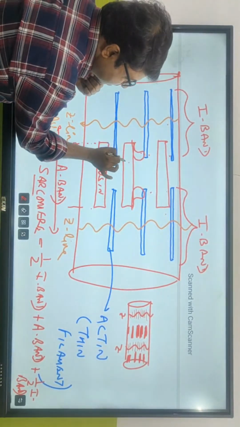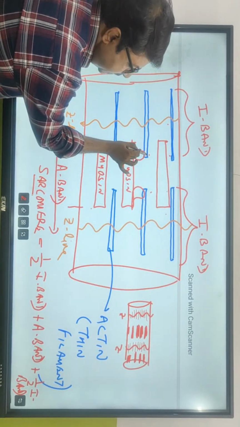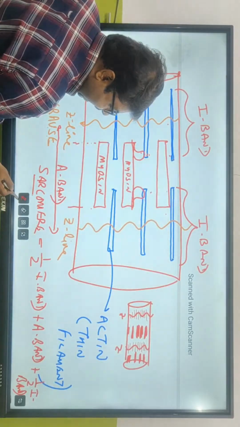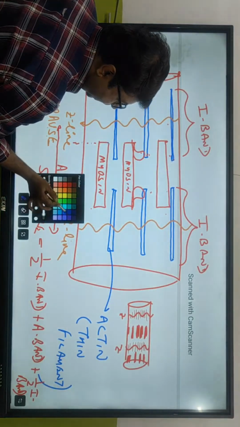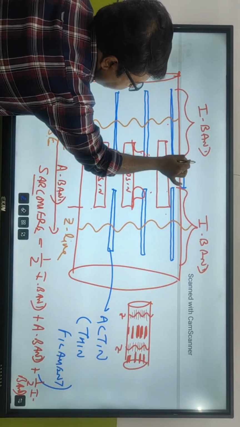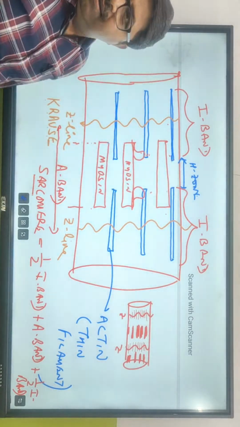So from myosin there will be some head like structure which is going to attach with what? With actin. और ये जो दो actin filament के बीच में gap है, you can see the gap. This gap is called what? What is this gap called? This gap is called H zone.